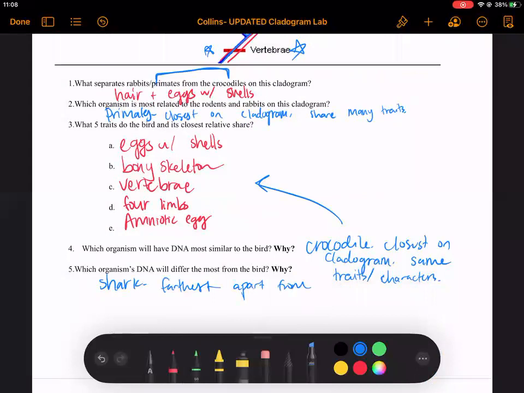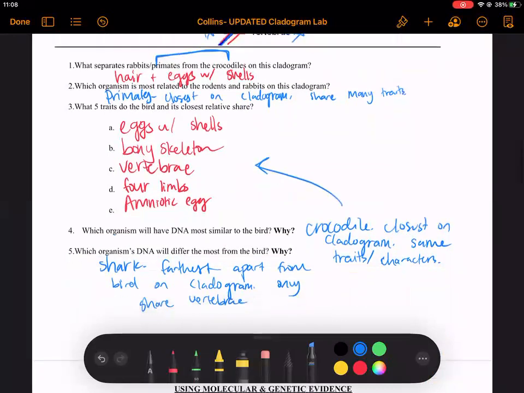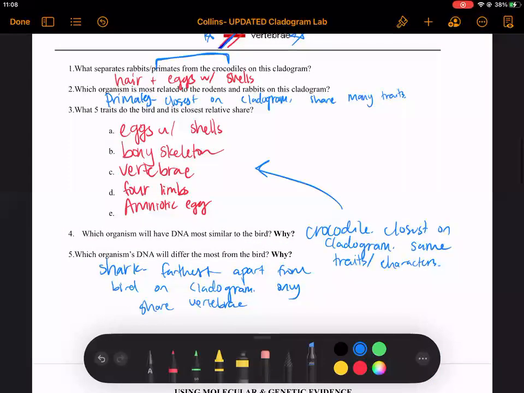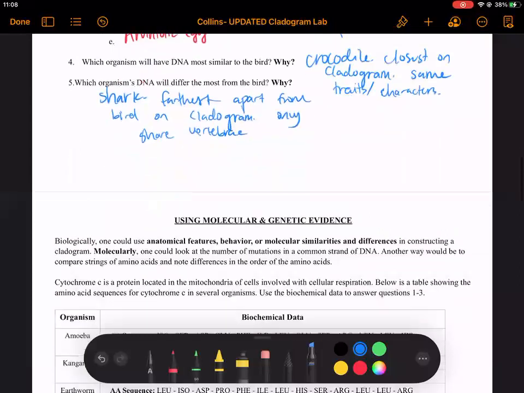All right, what questions do we have about numbers 1 through 5 here? Number 5 was the shark, because we see it's farthest apart from the bird on the cladogram, which means they're most distantly related. All right.